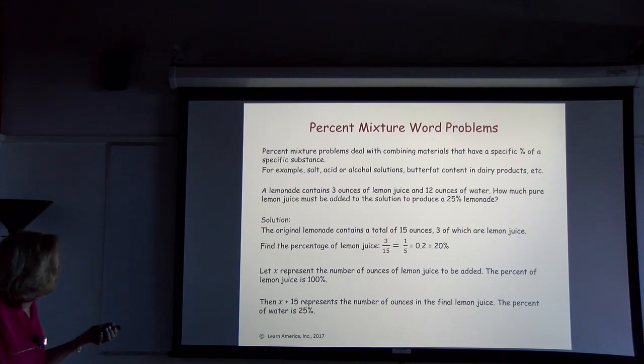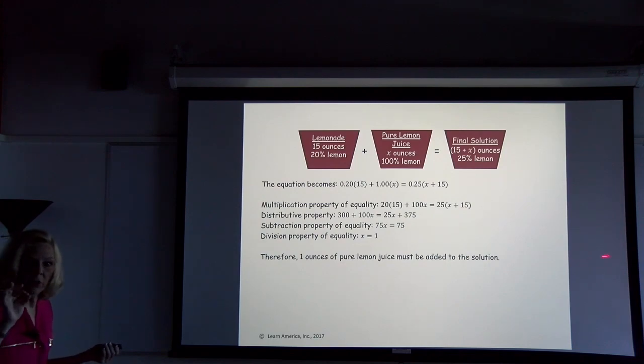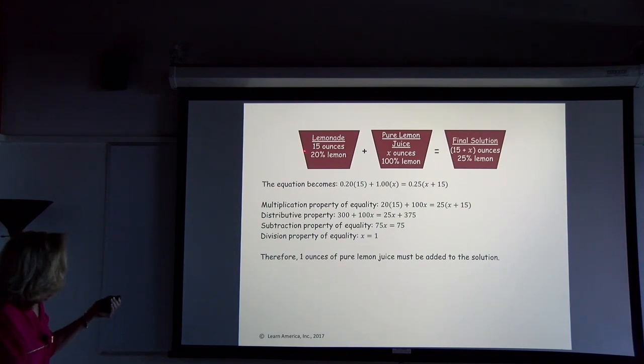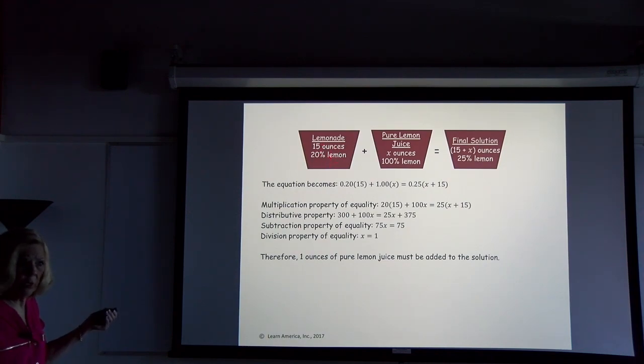So now they want to increase the strength of that lemonade to 25%. You're adding pure lemon juice. So I like to do it in terms of little buckets, and I think it makes it very clear to see what you're doing and also how to set up the equation. So I have the lemonade that I'm starting with, I have the pure lemon juice, and here's my final lemonade. The first piece is 15 ounces altogether. You just told me it was 20% lemon juice. Now I have pure lemon juice, which is 100%.